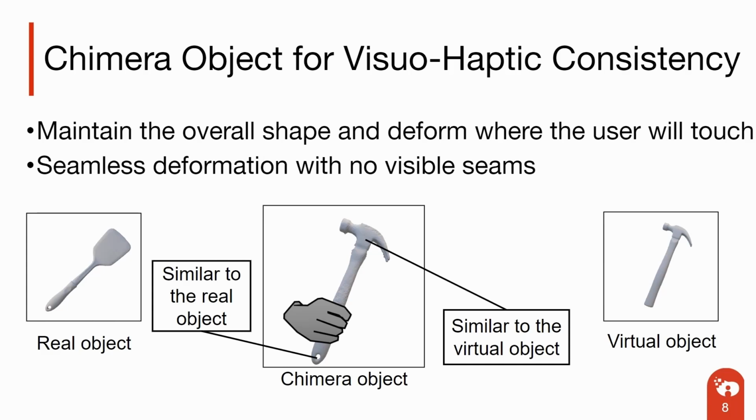A chimera object is designed to improve the Visuo-Haptic consistency between a virtual object and a real object. So, the shape of a chimera object is generally identical to that of a virtual object. Only the part of the chimera object that the user will touch is deformed to that of the real object seamlessly with no visible seams. In this way, a chimera object will be visually similar to the original virtual object, while its appearance where the user will touch is consistent with the haptic sensations that the real object will produce. For example, a chimera object in the middle is generally similar to the virtual hammer on the right, and it has the same grip shape as the real spatula on the left.